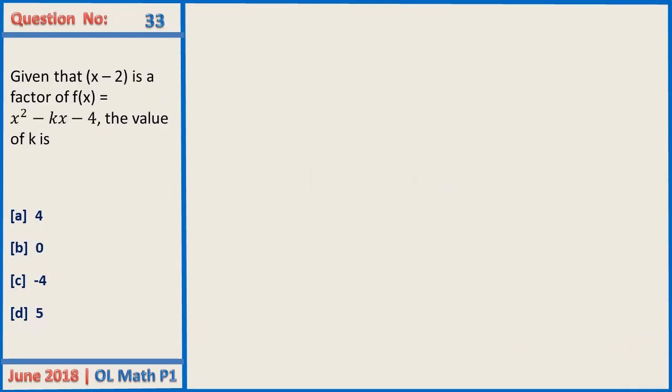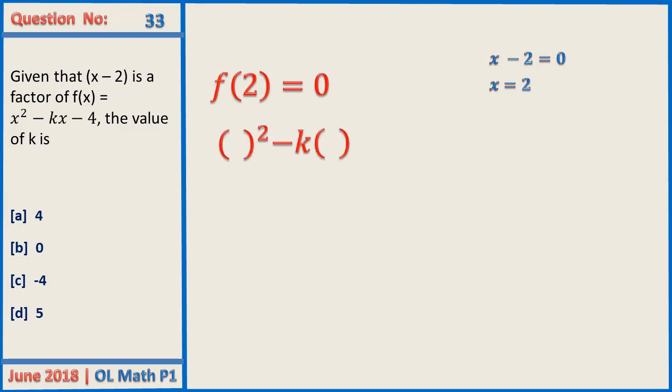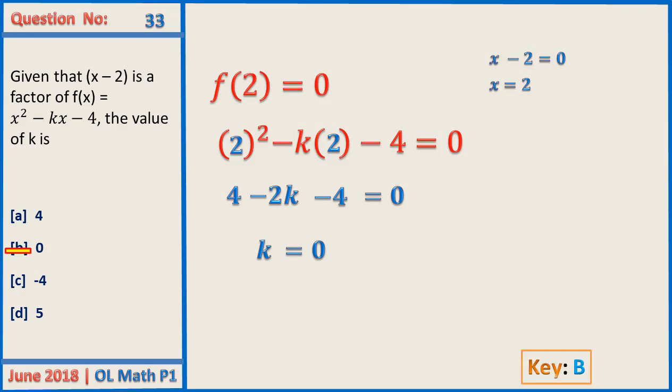Question 33, given that x minus 2 is a factor of f of x equals x squared minus kx minus 4. The value of k is, if x minus 2 is a factor, then f of 2 should be equal to 0. So we say x minus 2 is equal to 0, solve for x and x gives us 2. We now use this 2 and substitute in the function and equate to 0. So f of 2 should be equal to 0. So this means 2 squared minus k times 2 minus 4 should be equal to 0, and 4 minus 2k minus 4 should give us 0, and this gives us minus 2k is equal to 0, and k is equal to 0. The key is B.